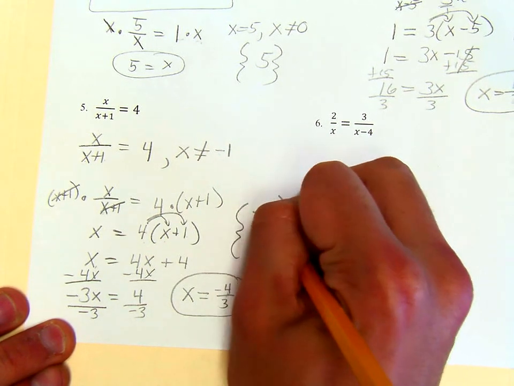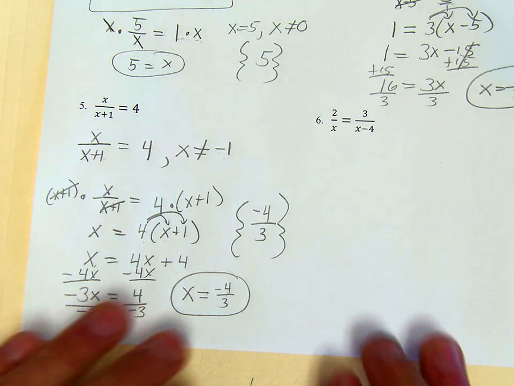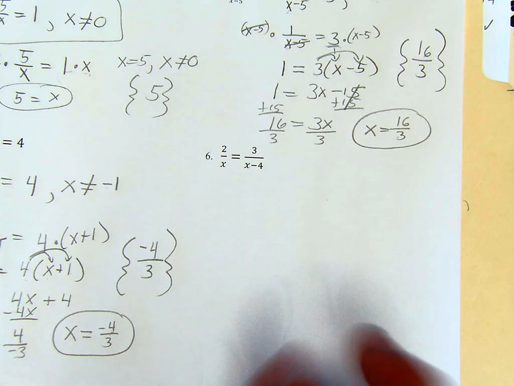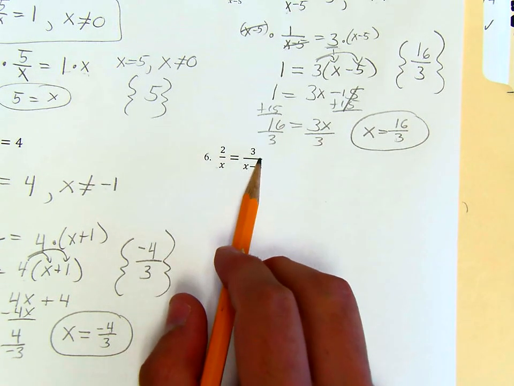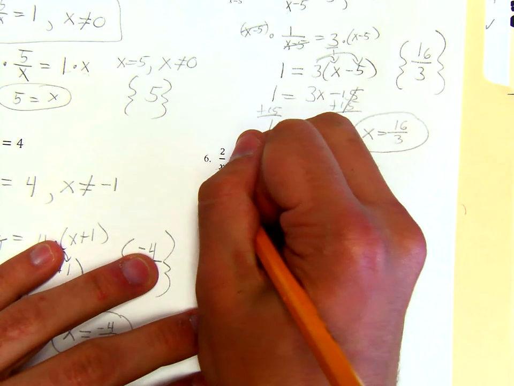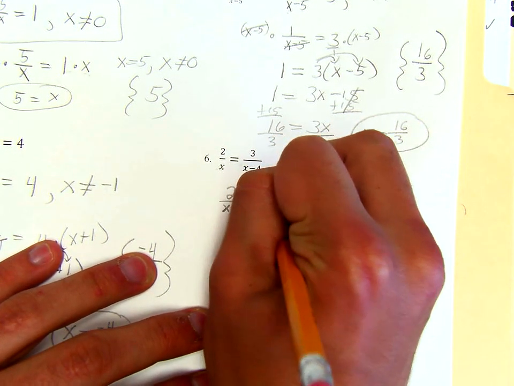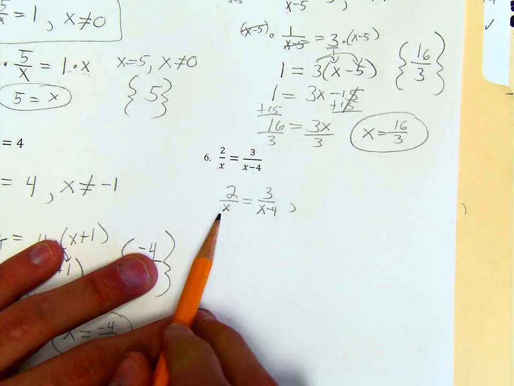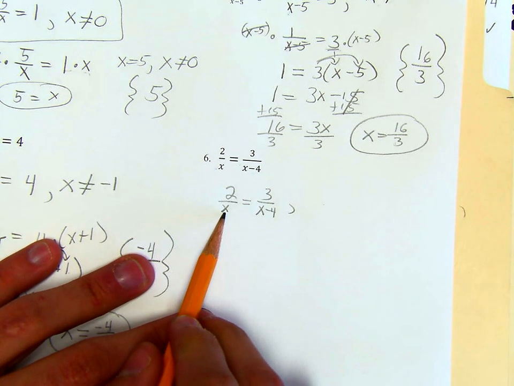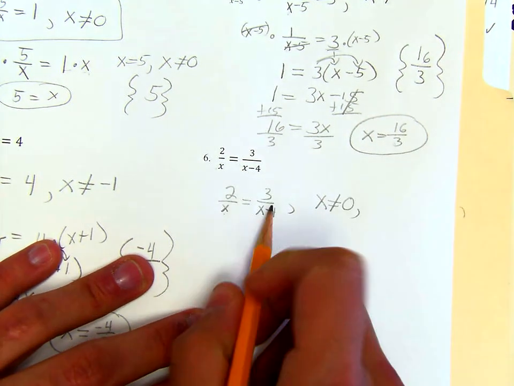Okay? And then the last example for this page, number 6, we have 2 divided by x is equal to 3 divided by x minus 4. So if we're writing this, we have 2 over x is equal to 3 over x minus 4. And in this case, if we look at the denominator, we have x, so x cannot be equal to 0. And we have x minus 4, and that can equal 0. So x cannot equal 4.